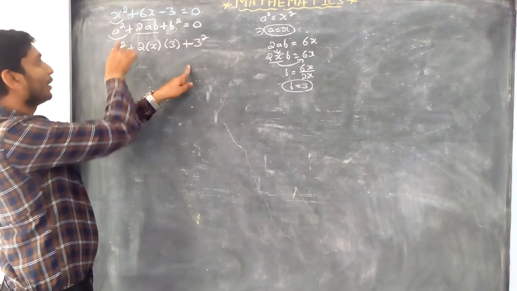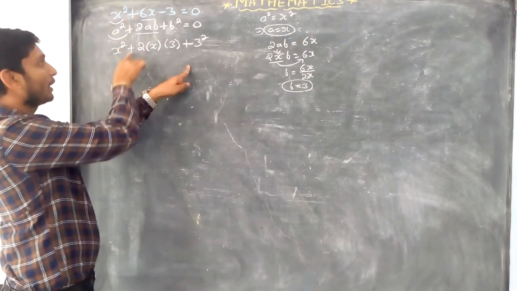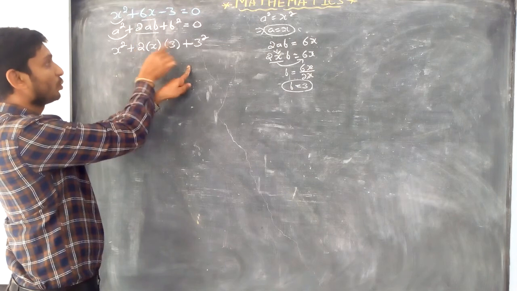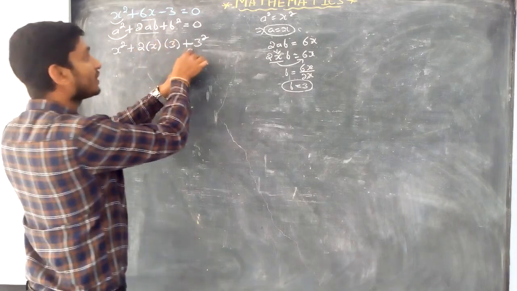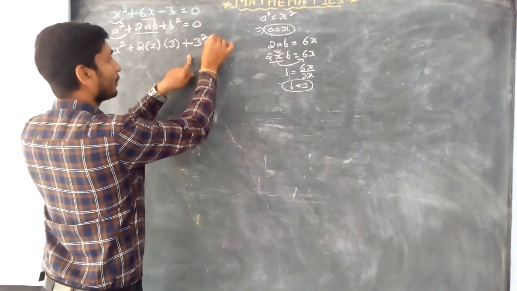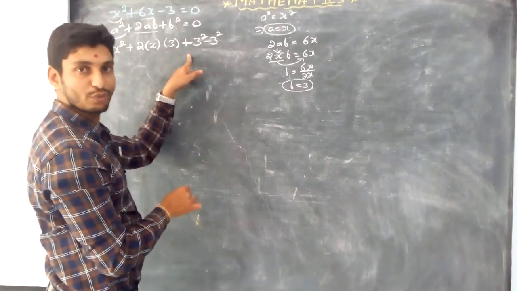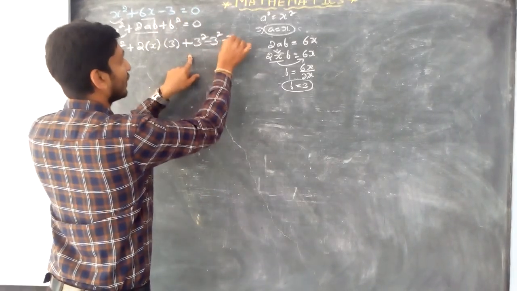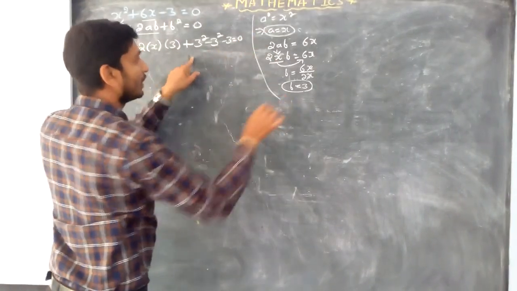Yes, x square must be written, then plus, 6x, since 2 3s are 6x, plus 3 square. It was not there originally, so to compensate for what we added, write minus 3 square. Then minus 3 is there, write minus 3 equals 0.